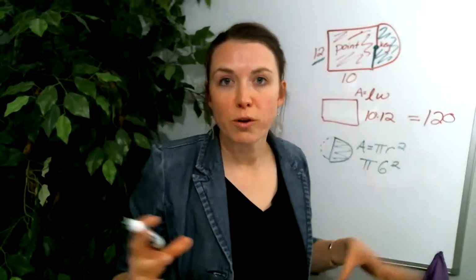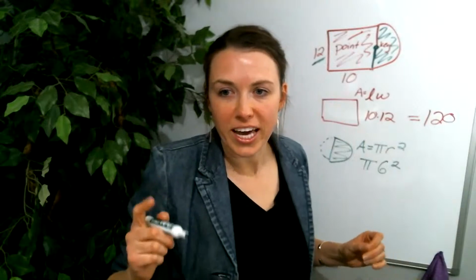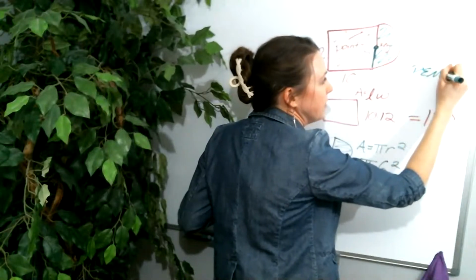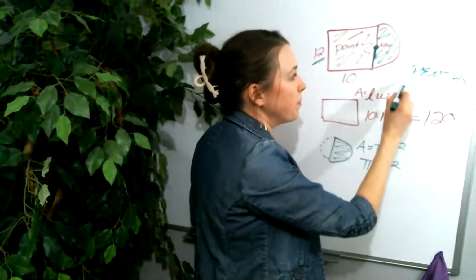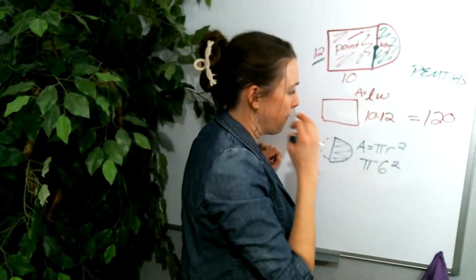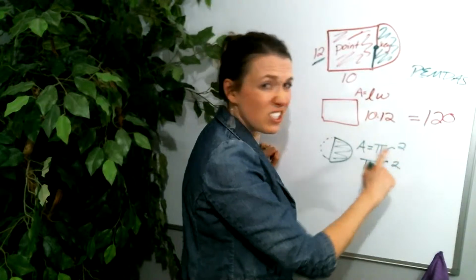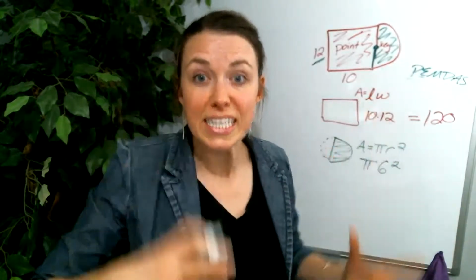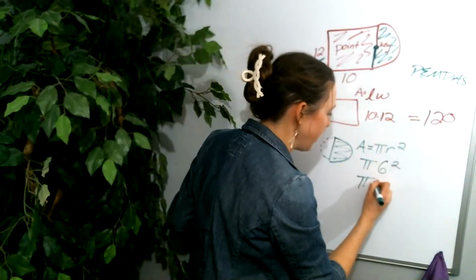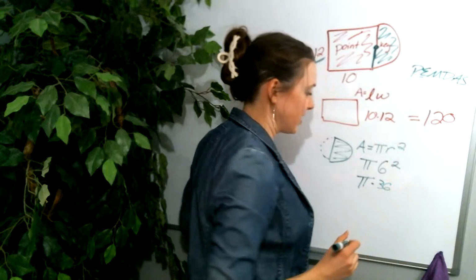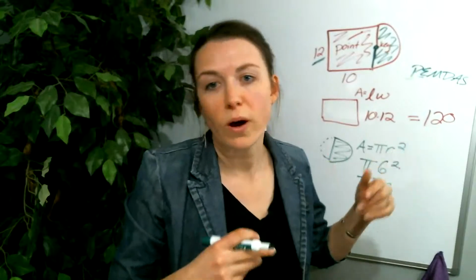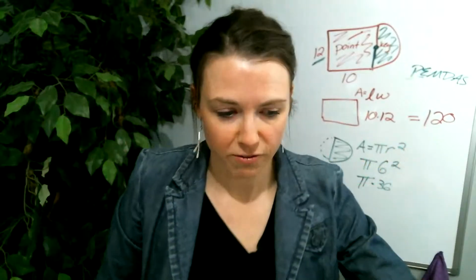Okay, so we need to make sure that we're following our order of operations. We have 6, so we have to follow PEMDAS, right? The P is parentheses, no parentheses here. Exponents, we do have an exponent, 6 squared. So what is 6 squared? What is 6 times 6? 36, right? So now we have pi times 36. Now pi is really just going to be 3.14159. It keeps going on and on and on forever.